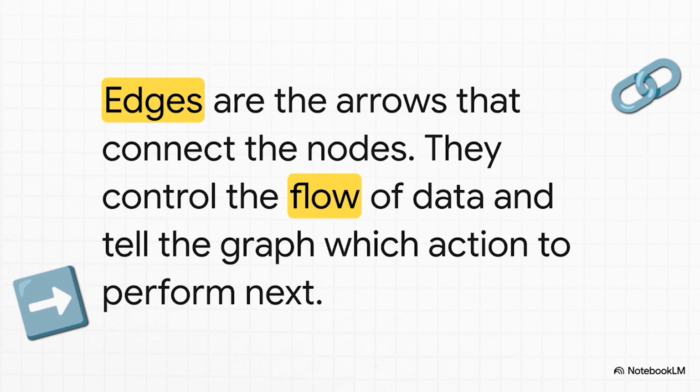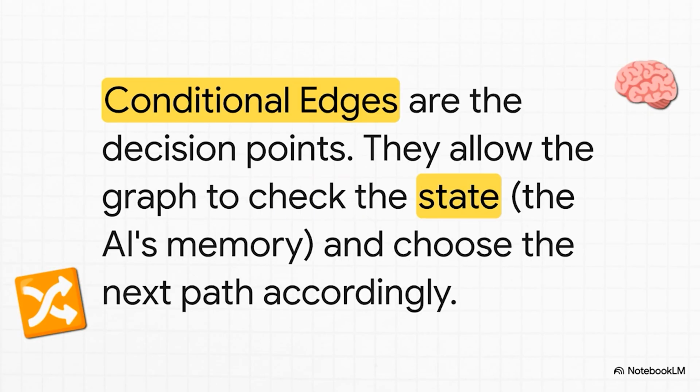Then you have to connect those action boxes, right? We do that with edges. These are basically the arrows in our flowchart. They direct the whole flow of information and control from one action to the next, say from parse email over to check for keywords. But here, this is the real game changer.